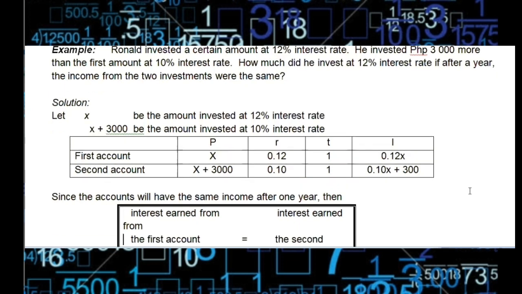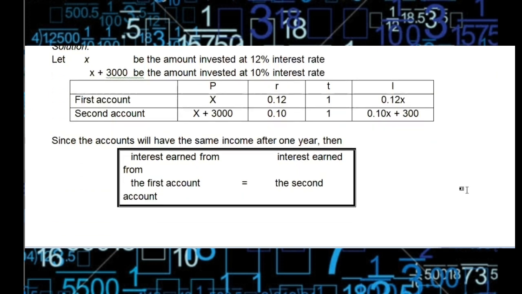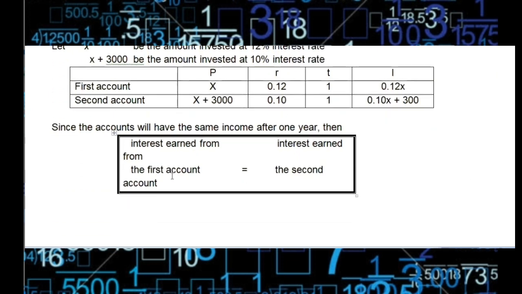Ayan. So, since the account will have the same income after 1 year, then interest earned from the first account is equal to the interest earned in the second account. To form the equation, just equate them. What are we going to equate? This two, the interest. Ayan, the one that I highlighted. We will just write 0.12x is equal to 0.10x plus 300.